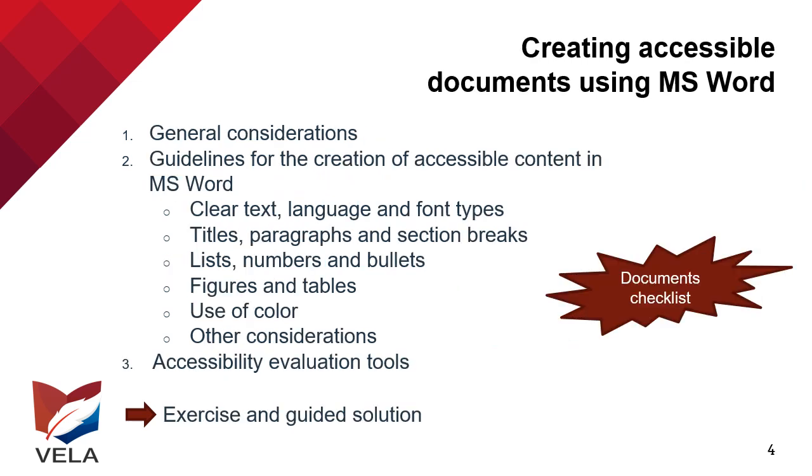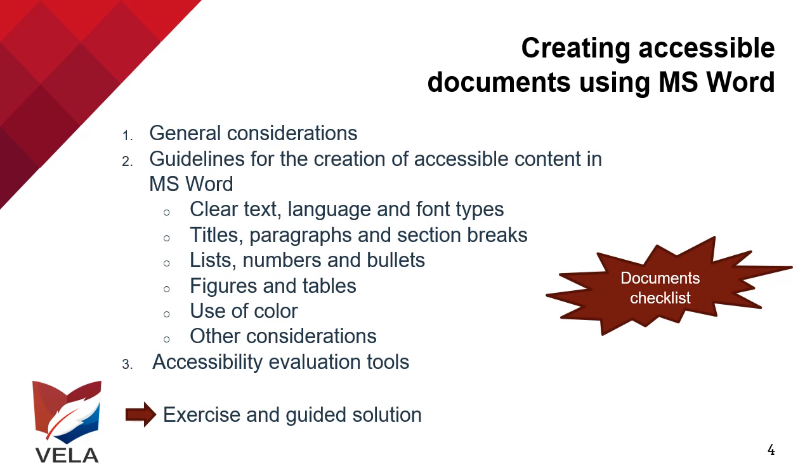The second unit of the module is about how to create digitally accessible Microsoft Word documents. In this unit, general considerations will firstly be presented to understand the concept of universal design and what the bases of digital accessibility are. Then the unit will present different guidelines for the creation of digitally accessible Word documents.